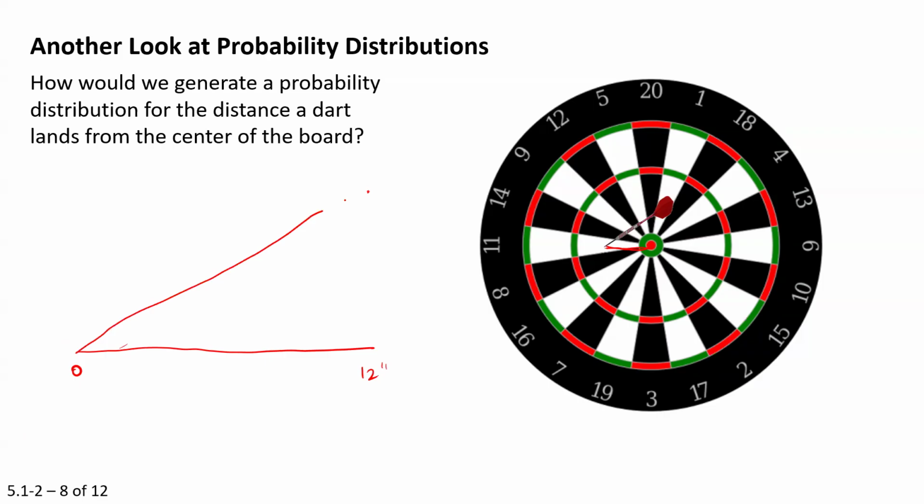And so I don't know if it goes up. We might say something like this. It's probably a quadratic just because of pi r squared. So it goes up like that. But probably the most important thing is the probability of hitting the exact center is zero.